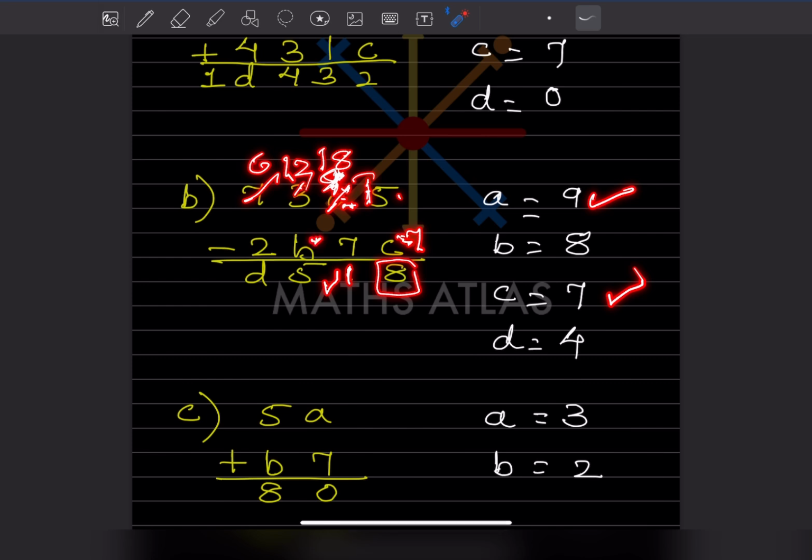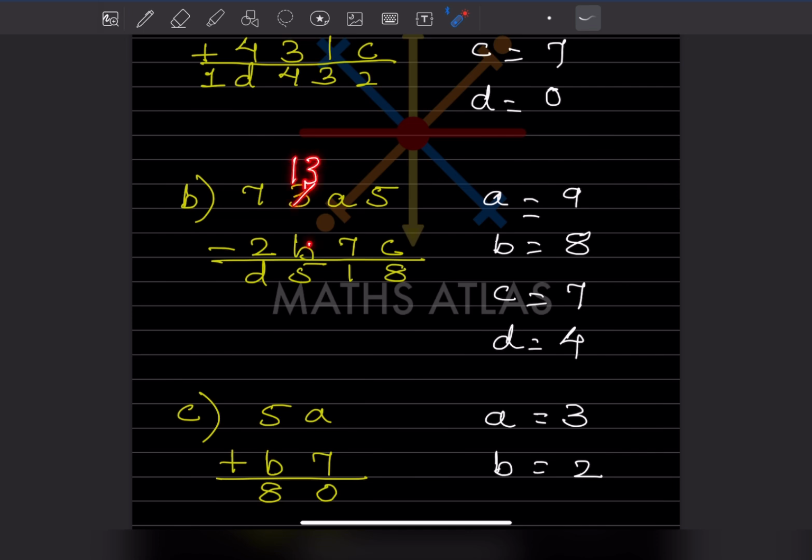12 minus, you need 5 over here. So here is actually 13. So here you need 8. So now this becomes 6. And 6 minus 2 is going to be 4. So the D is 4.